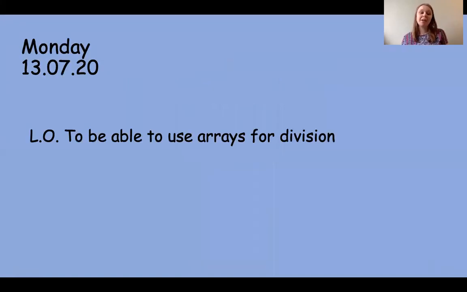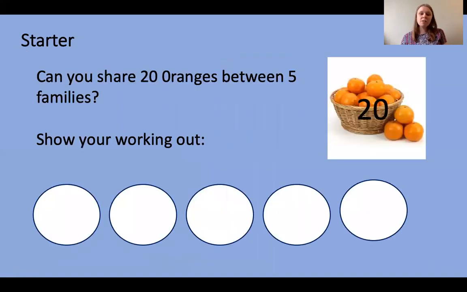So today we are specifically going to be looking at using arrays for division using the 2, 5 and 10 times tables. So first of all, your starter is, can you share 20 oranges between 5 families? Okay, you have 5 groups on your worksheet so that you can put the oranges into those 5 groups to represent the 5 families. Pause this video while you have a go at that, and then we will talk through how that is done.